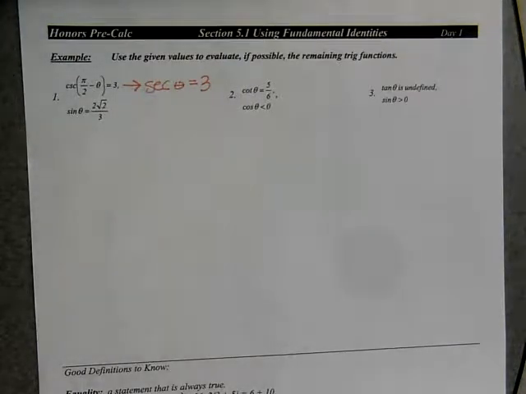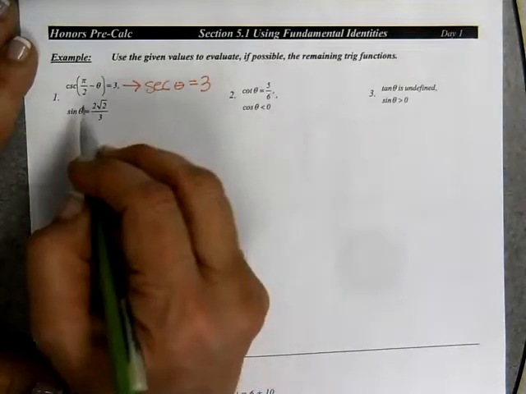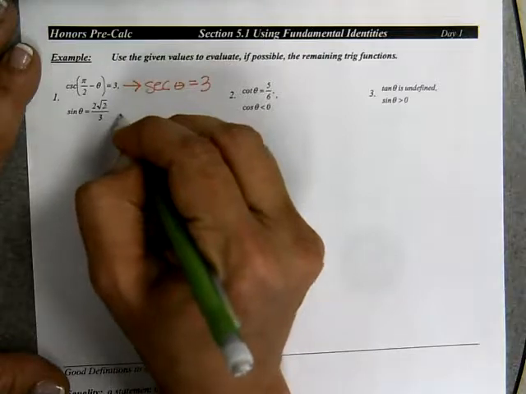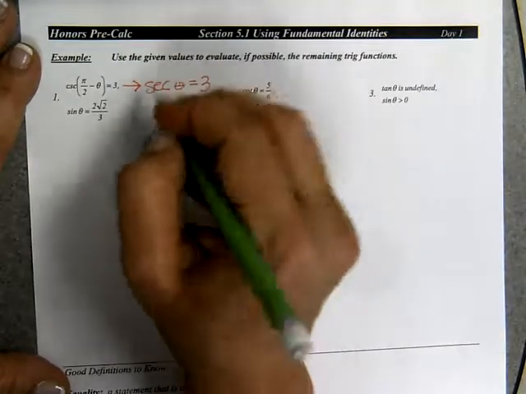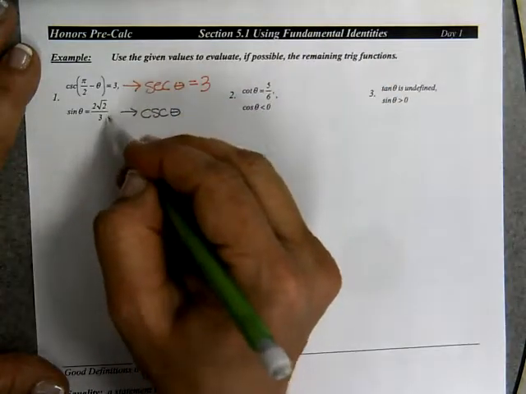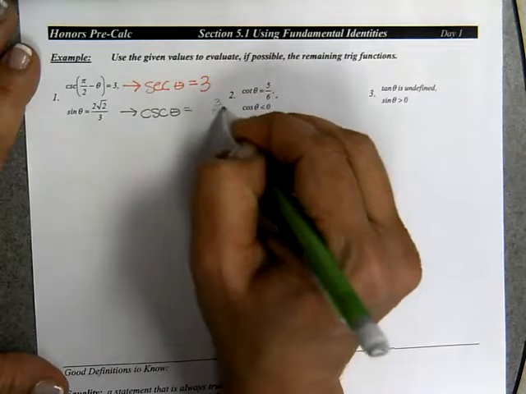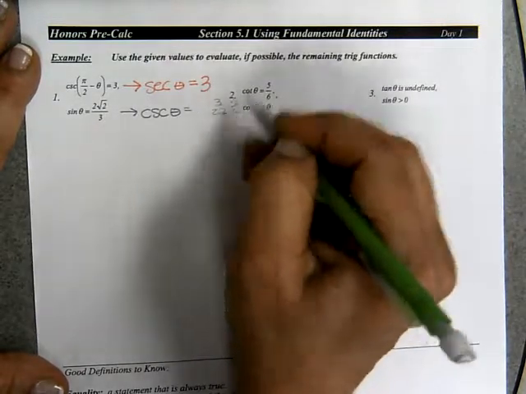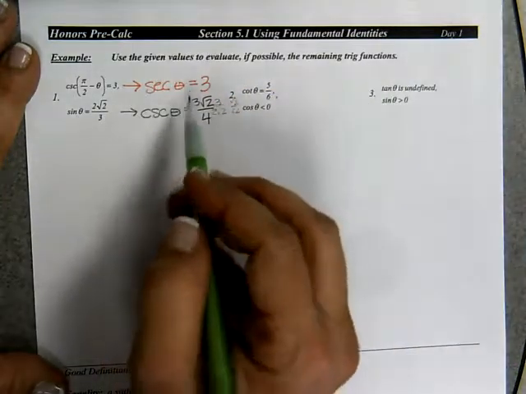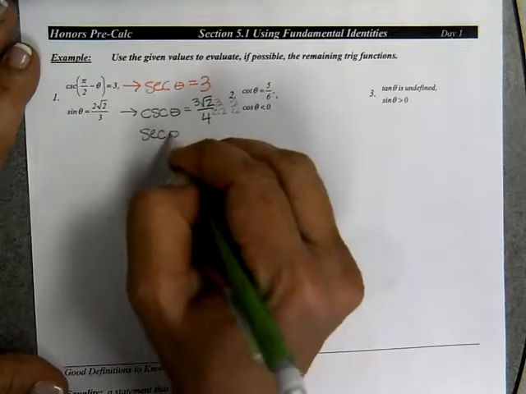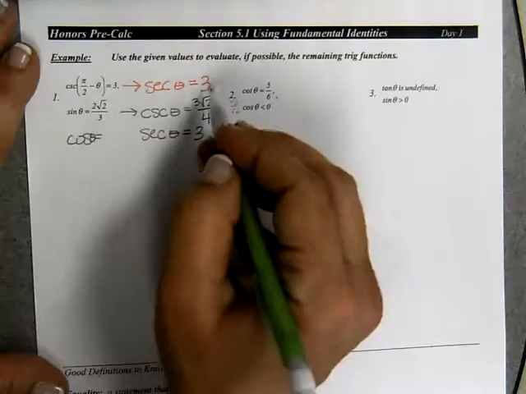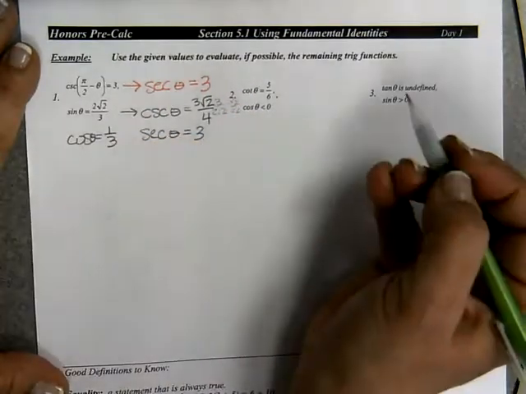And so this is basically saying that, all right, if we know that the sine is 2 root 2 over 3, then what we can do is very easily find, for example, the cosecant is going to be 3 over 2 root 2. And if we rationalize that, that gives us 3 root 2 over 4. We know then that if the secant, like we said here, is 3, then we know that the cosine of theta is going to be its reciprocal, which is 1/3.